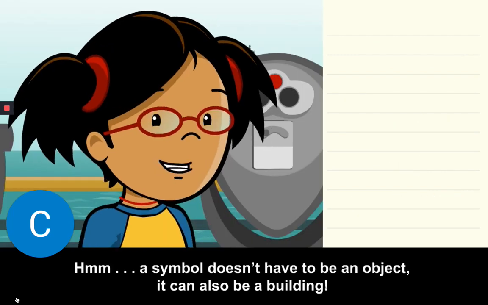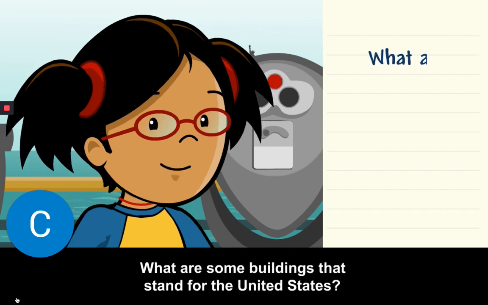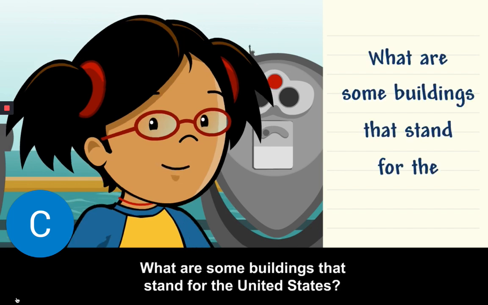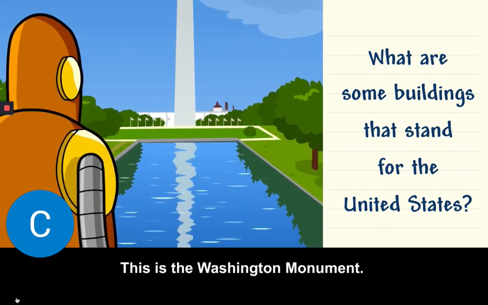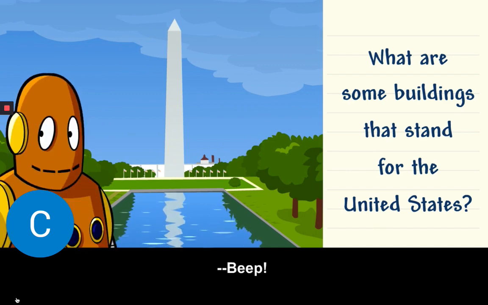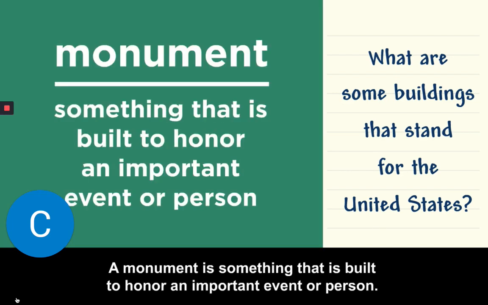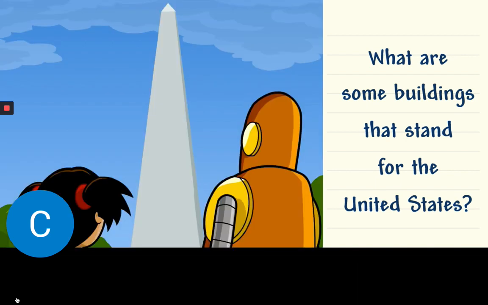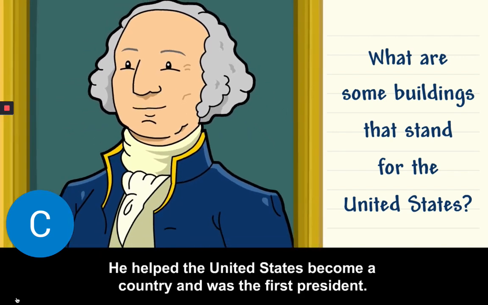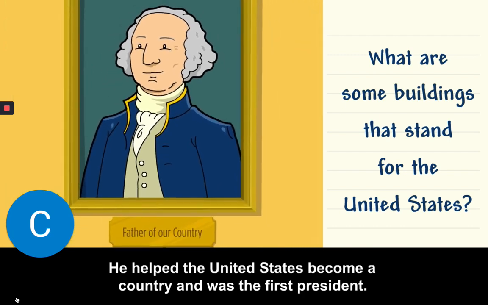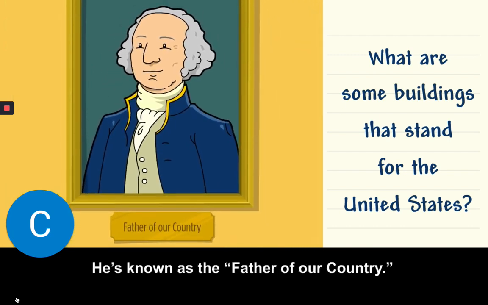A symbol doesn't have to be an object. It can also be a building. What are some buildings that stand for the United States? This is the Washington Monument. A monument is something that is built to honor an important event or person. The Washington Monument was built to honor George Washington. He helped the United States become a country and was the first president. He's known as the father of our country.